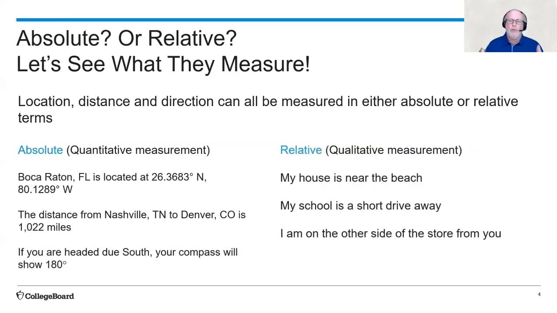On the other hand, relative is going to be a qualitative measurement. You have to know where something else is in order to be able to understand the location, the distance, and the direction. So my house is near the beach. Well, you wouldn't want to walk it. It's about 12 miles that way. All right. My school is a short drive away. Well, was there traffic? Was he going the speed limit? Did he hit every green light? I'm on the other side of the store from you if you're texting or calling a friend. Where are you? So again, all of these are relative to something else that you know the position of.